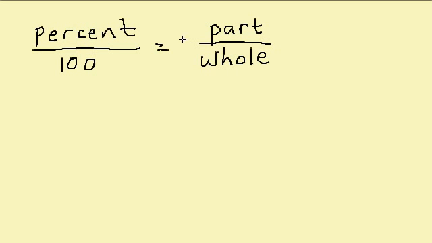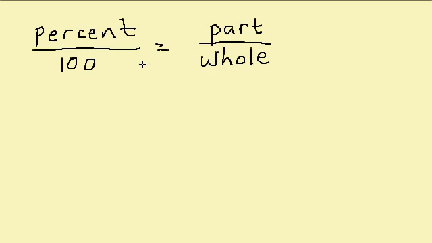Now, the part is the number being compared to the whole, to everything. And the whole is the entire quantity. One thing that can help you identify the whole is the whole usually comes after the word of. So if it comes after the of, it's probably going to be the whole.